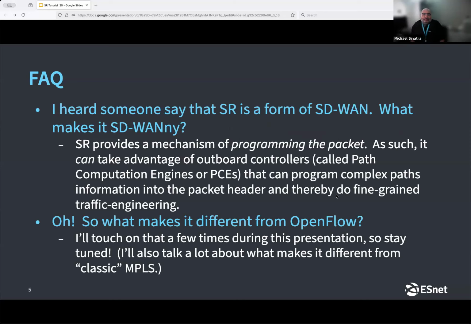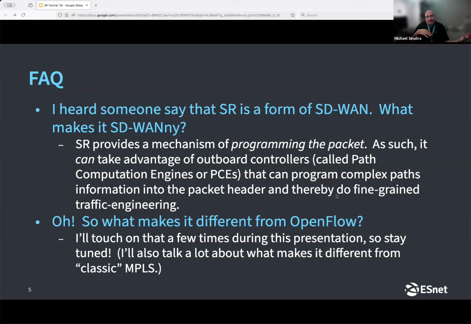Now, you may think this, or you may have heard people say, oh, it's kind of a form of SD-WAN, and what makes it SD-WAN-y? Essentially, you can use a controller with segment routing and use the offline controller to program packets in ways that are different from the sort of shortest path routing protocol mechanisms, and instead use other mechanisms, including even things like AI and ML to impart logic into the paths that your packets take across the network. So because of that, it does have that sort of controller aspect to it.